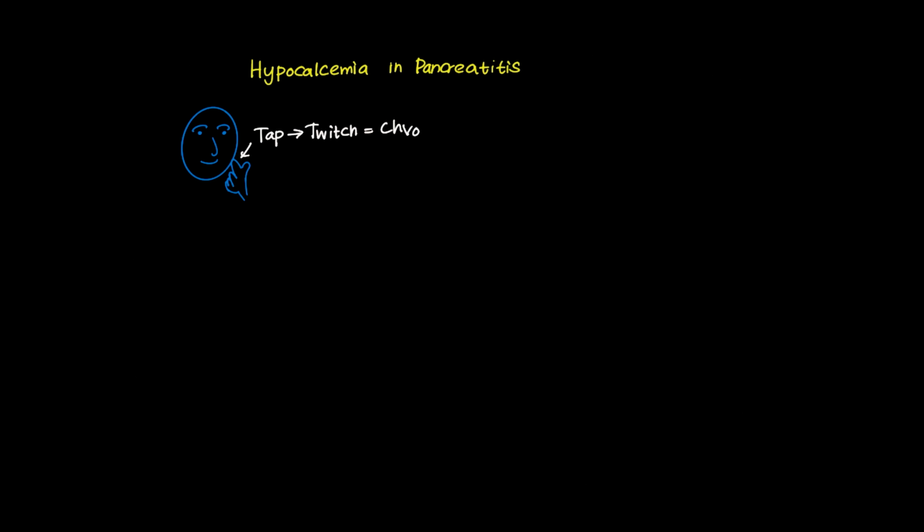This next one tests your ability to connect physical exam findings to electrolyte problems, specifically in pancreatitis. The patient has muscle twitching, perioral numbness, and a positive response when the nurse taps the facial nerve. That tap test is Chvostek's sign, and it's a textbook indicator of hypercalcemia.